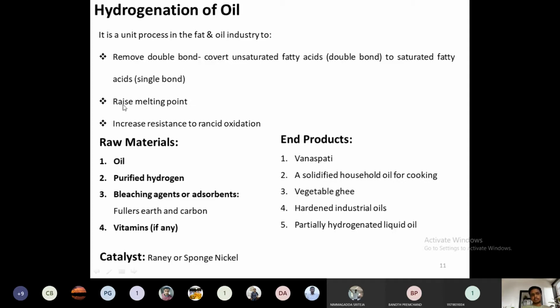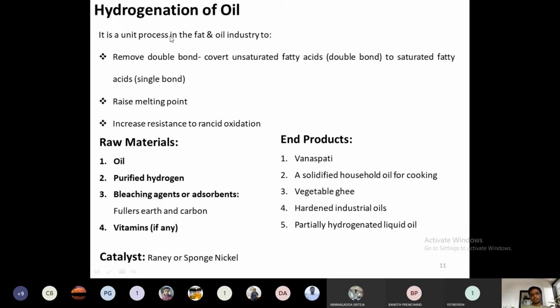In doing so, its melting point is raised, and its resistance to rancid oxidation is also increased. Yesterday we discussed what rancidity is. Rancidity is nothing but partial or complete oxidation or hydrolysis of triglycerides. Oxidation will take place, or the hydrolysis will break down the triglyceride molecules to the respective free fatty acid contents, and aldehydes and ketones are produced, which are responsible for the off flavors or unpleasant odors in the oils. So in order to stop this rancid behavior, we have to go for the hydrogenation of oil.